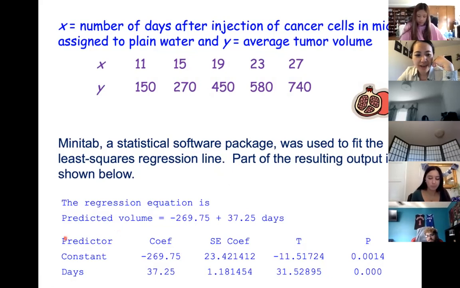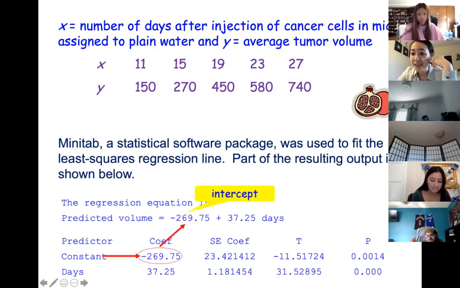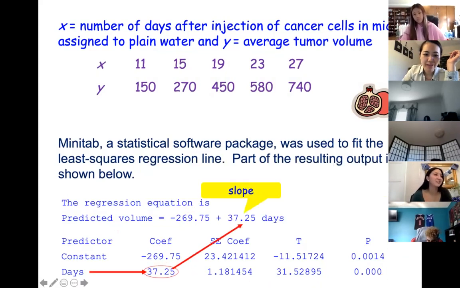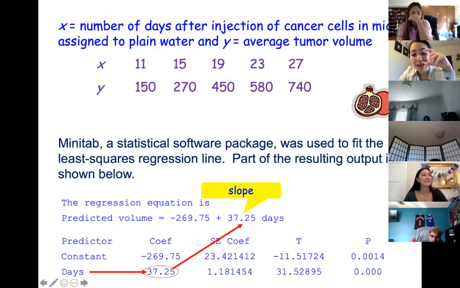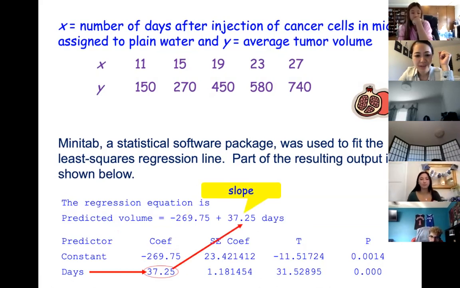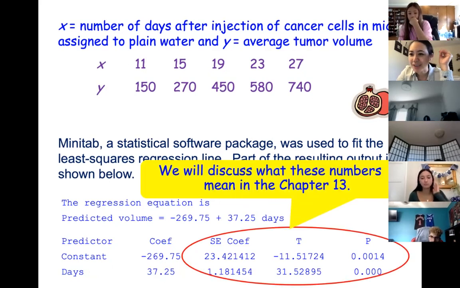Just know that the word constant will always be there, and the number right next to it is always the y-intercept. The number right below it will be your slope. So just be able to pull out those two numbers and know what they mean: y-intercept, slope. And this other stuff we'll discuss in chapter 13, so you don't have to worry about it for now.